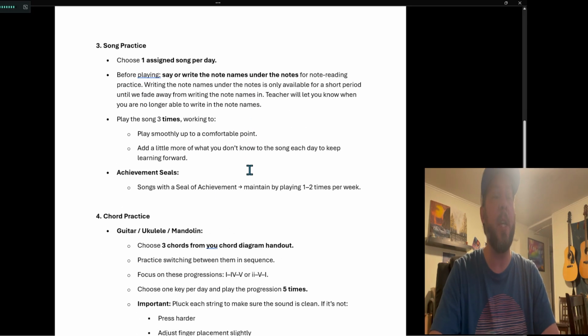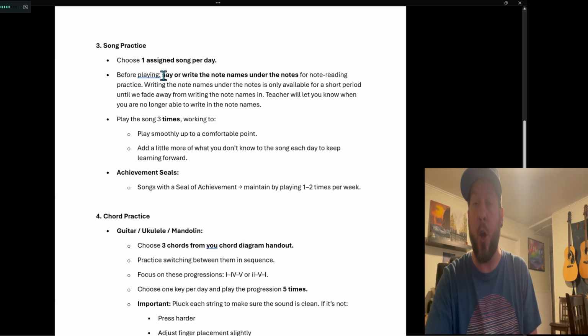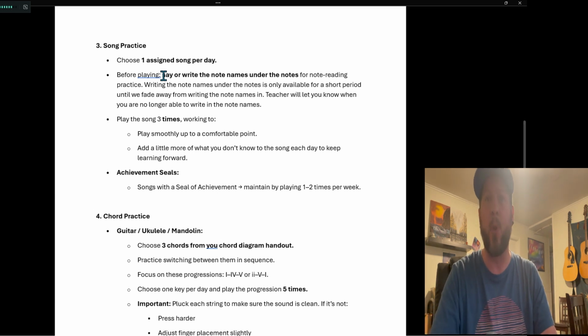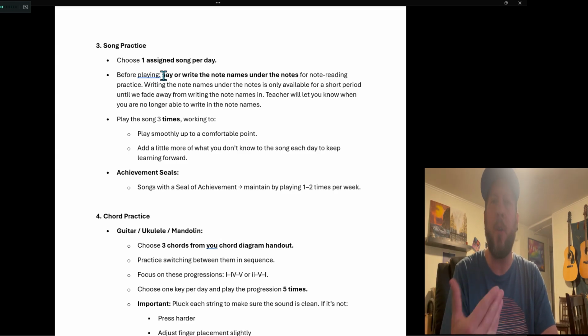All right, next up is going to be song practice. So for song practice, you're going to choose 1 assigned song per day, right? Now, before playing any of your songs, it is a really good idea to say the note names of each note of that song, unless there's repeats, of course, right? You don't have to continuously repeat 4 A's that are in a row, right? But it's just a good idea to look through it. It'll start making you a little bit more comfortable and really start to get those notes in your mind of what you're going to need to play.